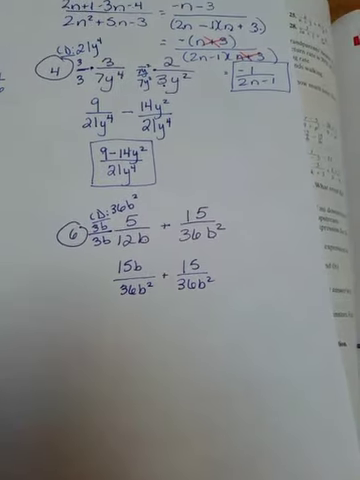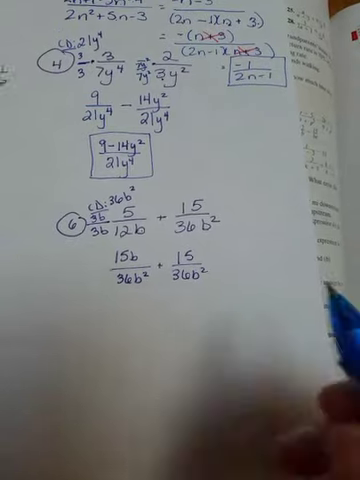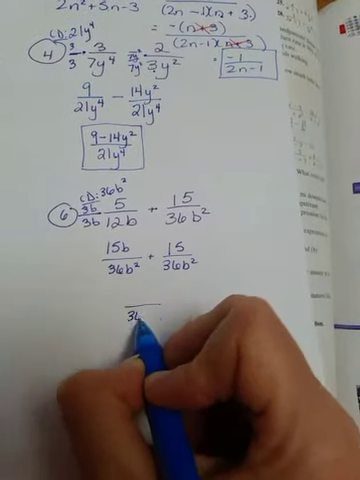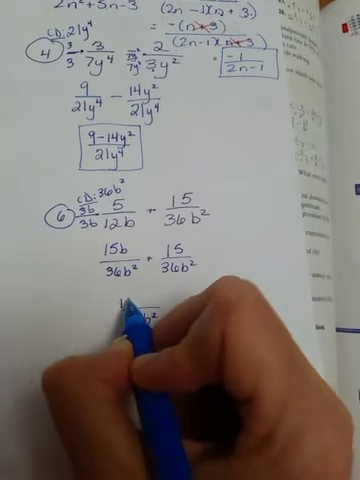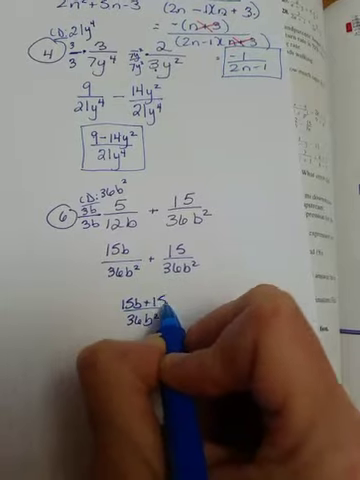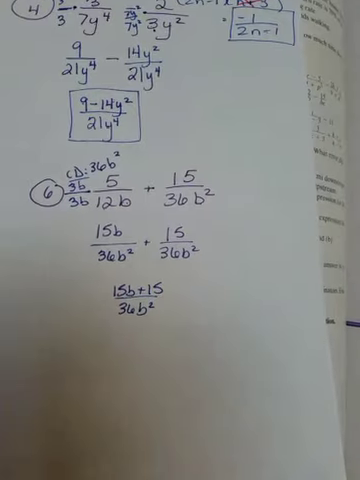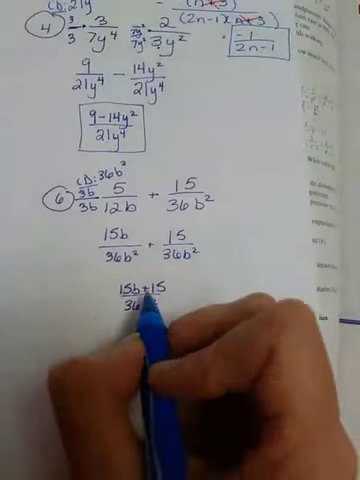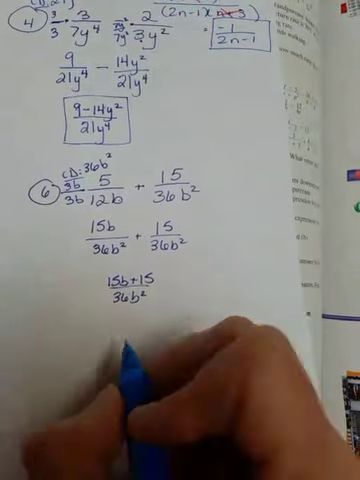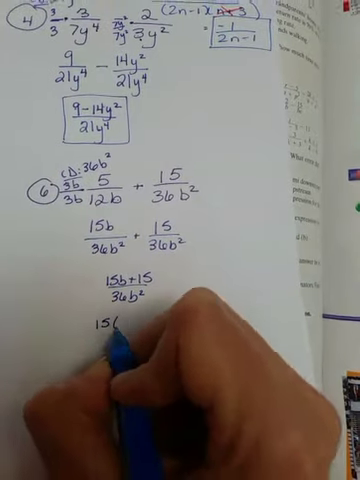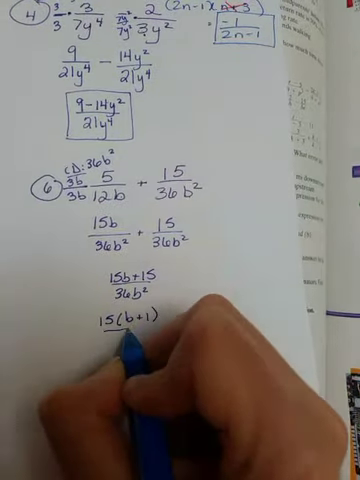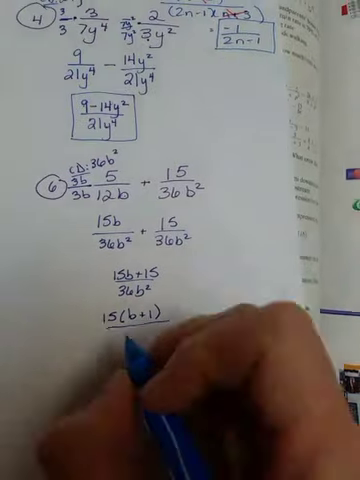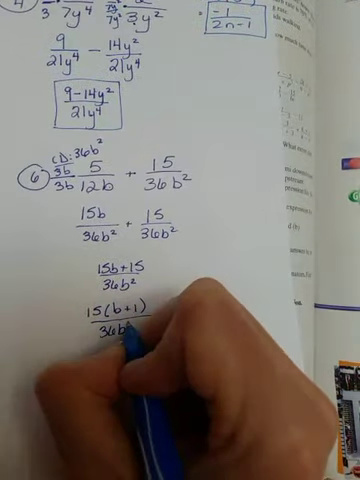So now, here we go. Our common denominator is 36b squared. My numerator is 15b plus 15. Okay, so like I said, always try to factor. So in your numerator, can we factor anything out of 15b and 15? The answer is yes, a 15. So you get 15 times the quantity of b plus 1 over 36b squared.